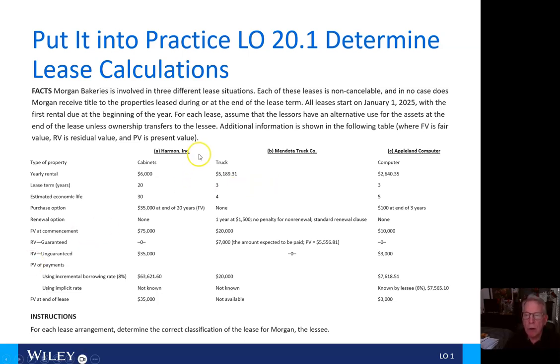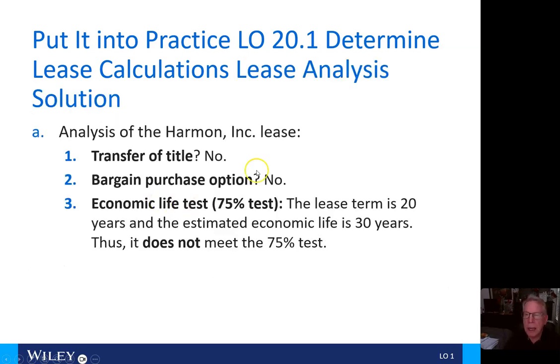So let's look at Harmon first. Here we're leasing cabinets, and so in analysis of the Harmon Incorporated lease, is there transfer of title? No. Number two, is there a bargain purchase option? No. Number three, the economic life test. The lease term is 20 years, and the estimated economic life is 30 years. Thus, it does not meet the 75% test.